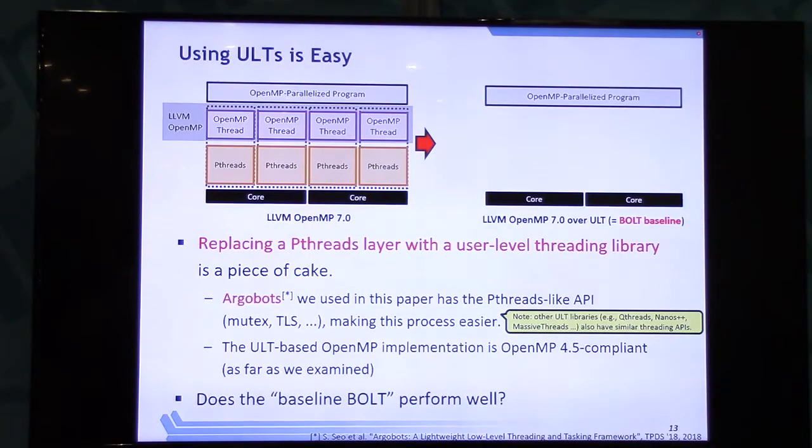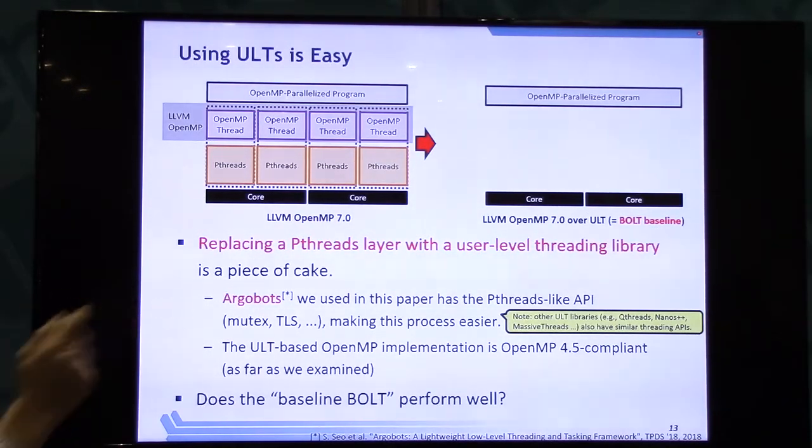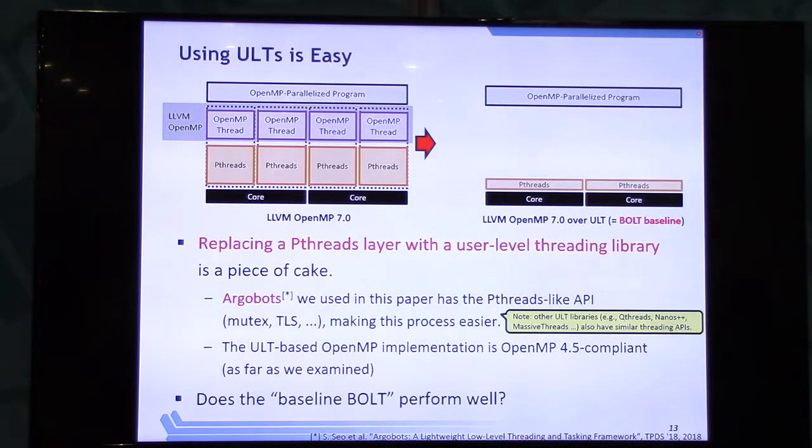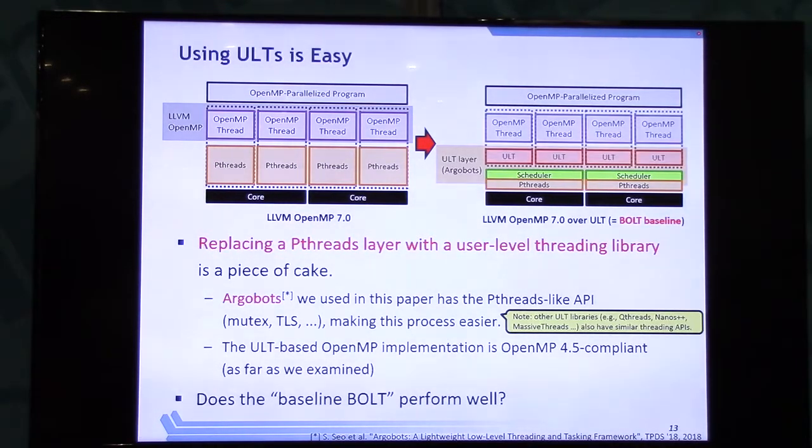So we use LLVM OpenMP, one of the most efficient OpenMP runtime systems in the world. For user-level threads, we use our state-of-the-art user-level threading library, Argobots, and replace the Pthread layer with Argobots. This replacement is not technically hard, it's very easy, just replace it. Let us call this ULT version BOLT baseline. In BOLT baseline, we create as many Pthreads as the number of cores, and then each Pthread runs a scheduler, and the schedulers schedule the user-level threads associated with OpenMP threads.